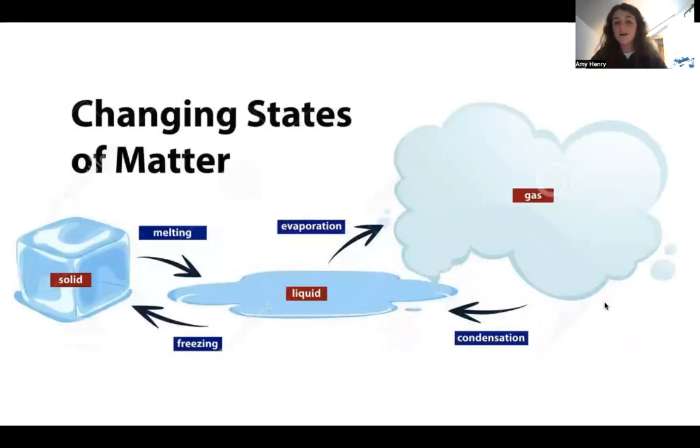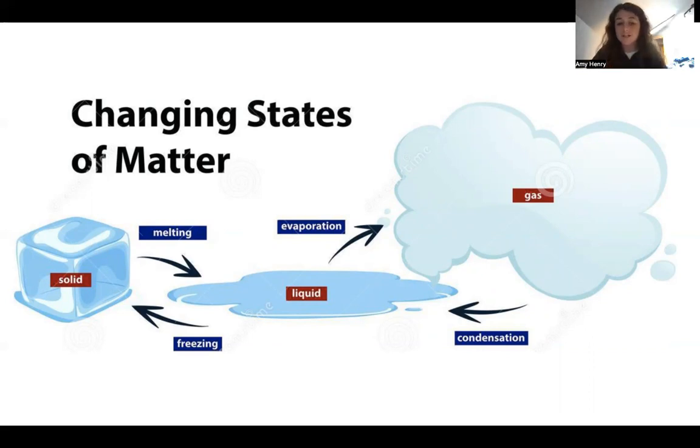So, changes of matter. Our states of matter can move and be different things. So, if we're starting with a solid, the molecules are close together and it can melt. When it's melting, that means that it's heating up and the molecules are moving further apart and moving at a faster pace. So, when it's melting, it's going to turn into a liquid. So, it goes from this to this.